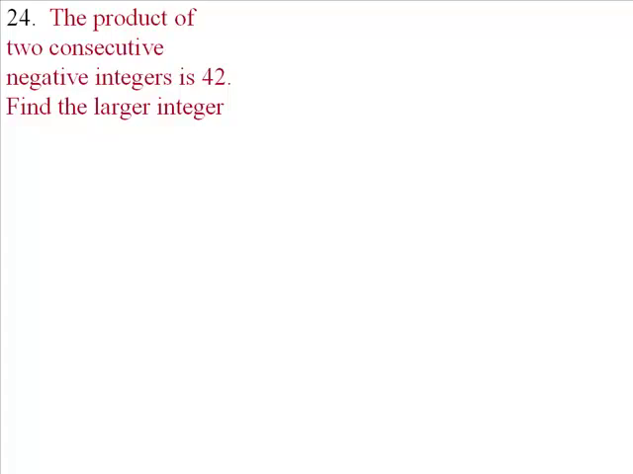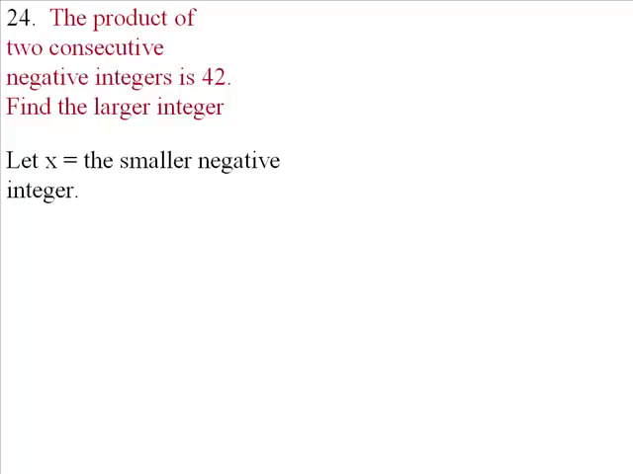Number 24. The product of two consecutive negative integers is 42. Find the larger integer. Let x be the smaller negative number. If x is the smaller negative number, the next consecutive integer is going to be 1 bigger than that.